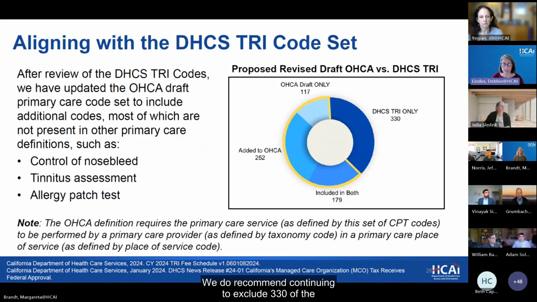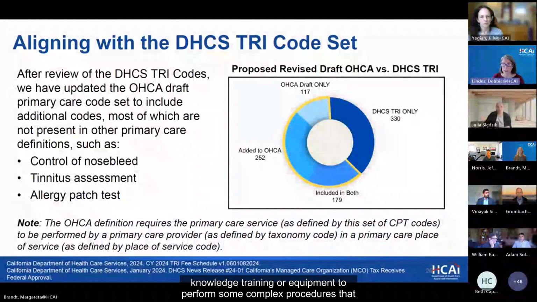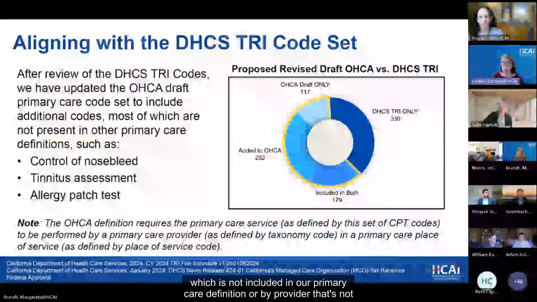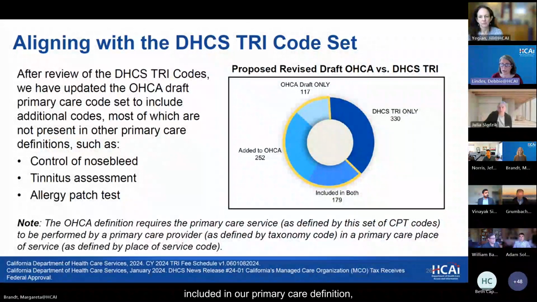We do recommend continuing to exclude 330 of the DHCS codes, typically for one of the following reasons. One is primary care providers would be unlikely to have the specialized knowledge, training, or equipment to perform some complex procedures that are included in the DHCS code set, or the care would occur in a setting such as an inpatient setting, which is not included in our primary care definition, or by a provider that's not included in our primary care definition, such as a licensed clinical social worker.